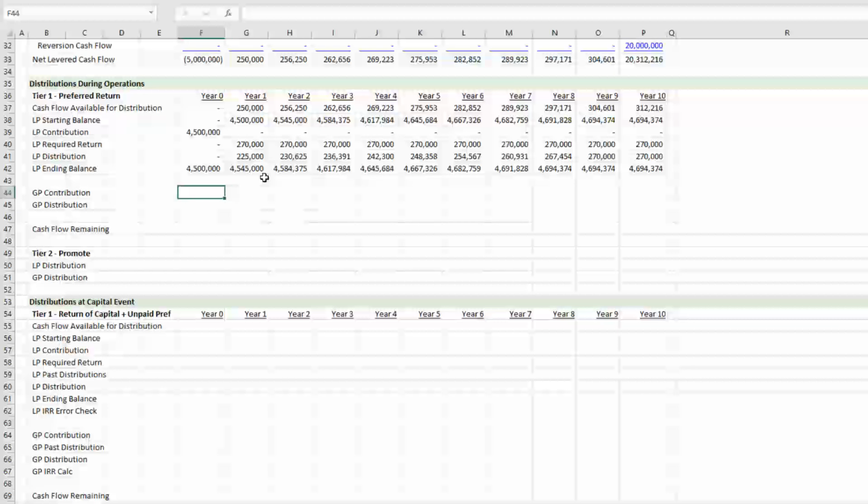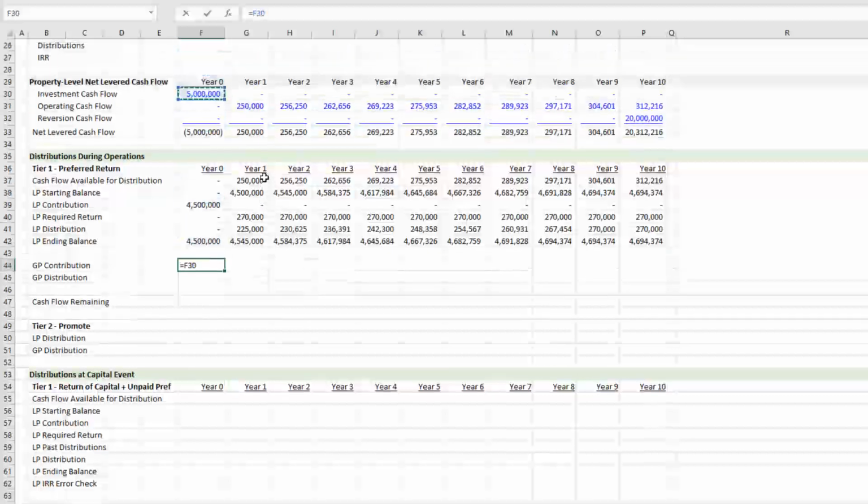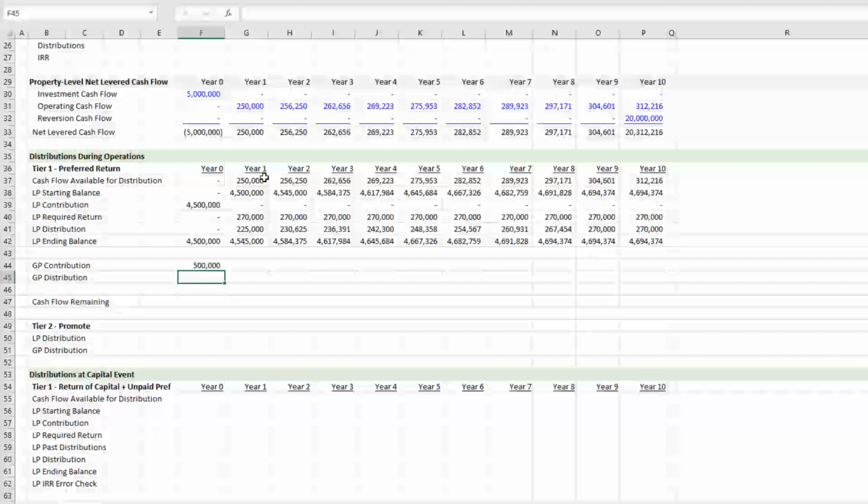So let's now do the GP contribution. Well, the GP's contribution is equal to what? The total investment cash flow minus the LP's contribution, or whatever's left over. That also happens to equal 10% of the total amount. And then the distribution, what should the GP be distributed? Well, if you recall, the hurdle is based on the LP's return.